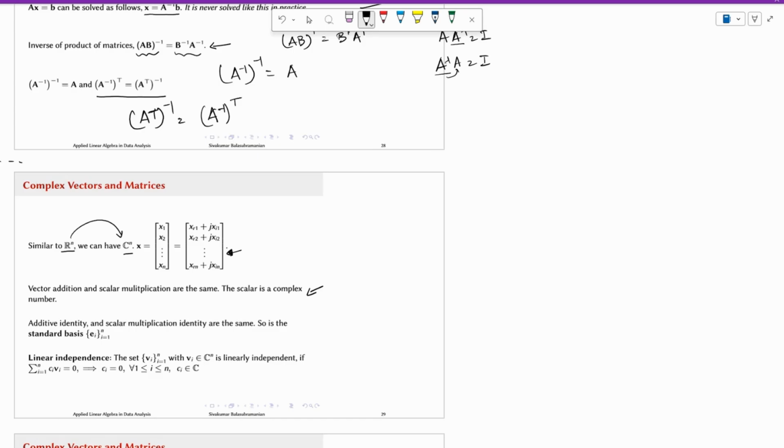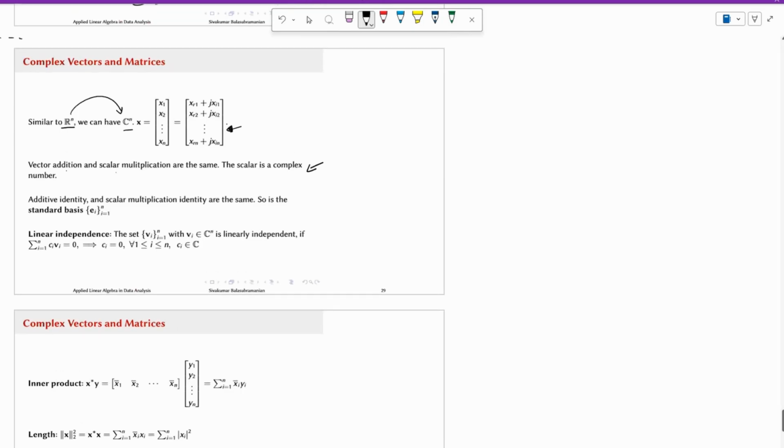Now, for vector addition and scalar multiplication, we use the same definitions, except that the scalars can now be complex numbers. They don't just have to be real numbers. And the zero vector is the same in Cn. It's a bunch of zeros. And your unit vectors, Ei, form what is called the standard basis for Cn. They were the standard basis for Rn as well.